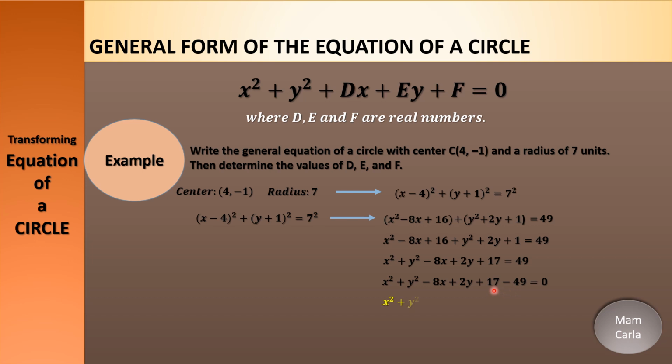So simplifying 17 minus 49, this is now the general form of the equation of the circle, which is x² + y² - 8x + 2y - 32 = 0. We are ready now to identify the d, e, and f. So the d is the coefficient of x, which is -8, and e is the coefficient of y, which is 2, and f is the constant term, which is -32.